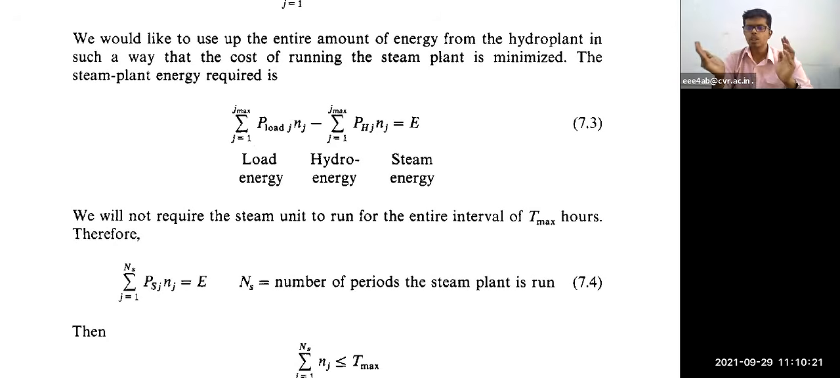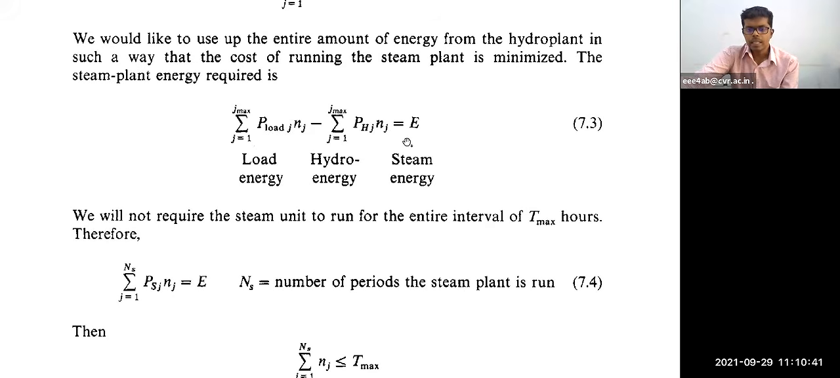The maximum schedule is 24 hours. That is the number of periods the steam plant is run. How many periods is the steam plant run? That is nothing but NS. So you take this equation as equation number 4, and this one as equation number 3.